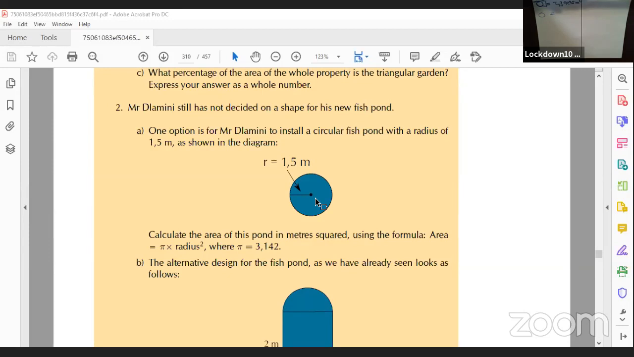which we found to be 7.065. The circular one, we found it to be 7.065. So since 7.065 is actually bigger, the circular one is taking up a big space. As you can see, the circular one is taking up a big space. So he needs to stick to the new design, I think. What do you think, guys? He needs to stick to the new design. Okay, let's move on to the next question.